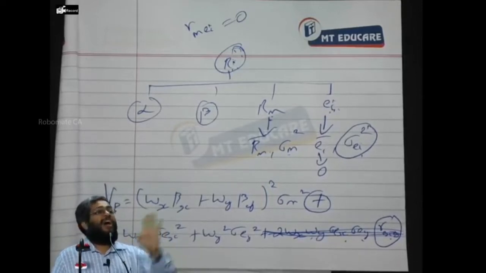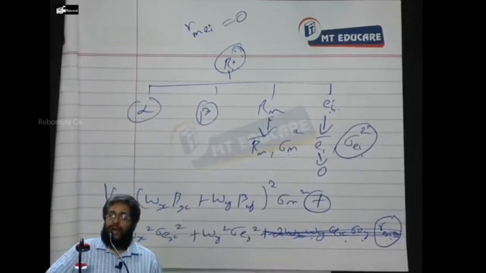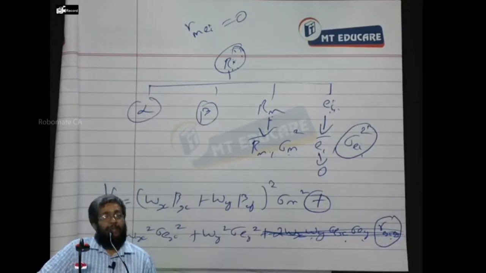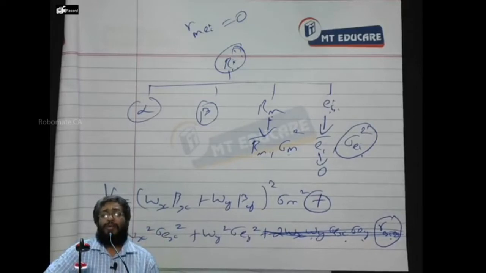Point number 1: Ri is equal to alpha plus beta Rm plus Ei. Ri bar, the expected return of the security, is equal to alpha plus beta Rm bar. What about Ei? You know the average of the error term is 0.